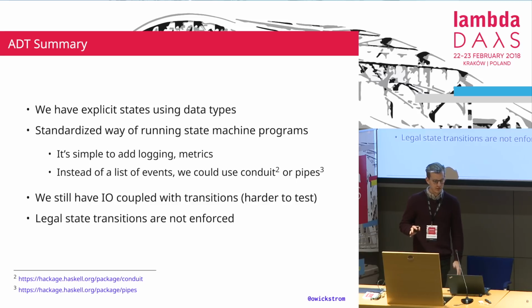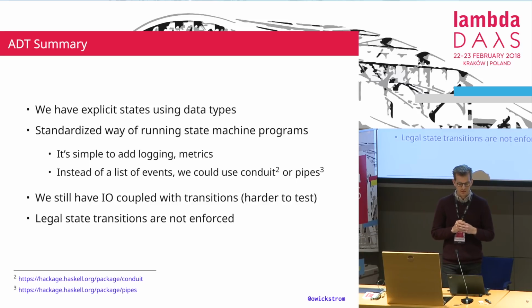So to summarize this part, we have explicit states and explicit events using data types. That's very good. We can provide these standardized runners and logging, metrics, whatever you want, because it's kind of reified into data structures. Instead of having just a list of events, you might think that's a bit naive. You might consider driving this program in another way, like maybe using pipes or whatever library, because usually you don't have the full list of events that are going to happen.